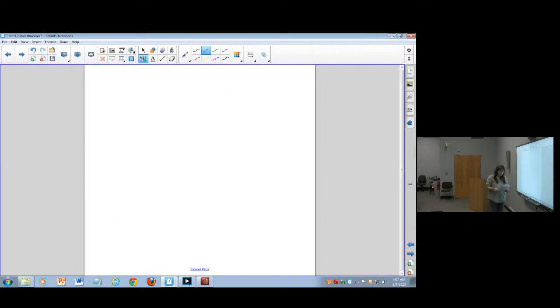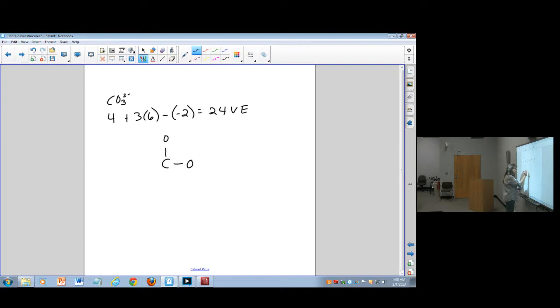And finally, I want to talk about the carbonate ion for a minute. Okay, carbonate. CO3 2-. So it's got 4 valence electrons plus 3 times 6 for the oxygen, because that's in group 6, minus the -2. Okay, this works out to be equal to a total of 24 valence electrons. I'm going to put carbon in the middle. Okay, I'm going to add the oxygens as bonds, and then I'm going to fill out the octet around every outer atom.